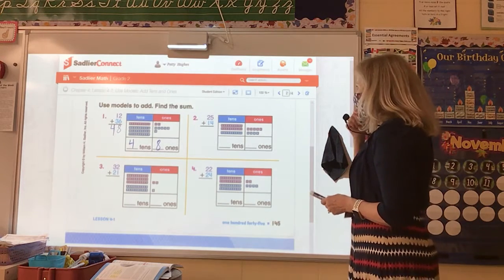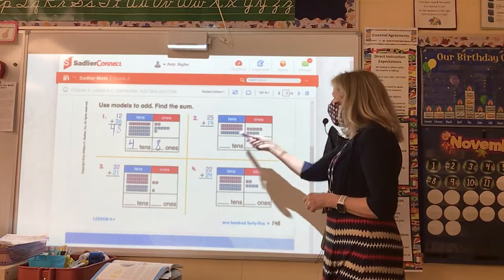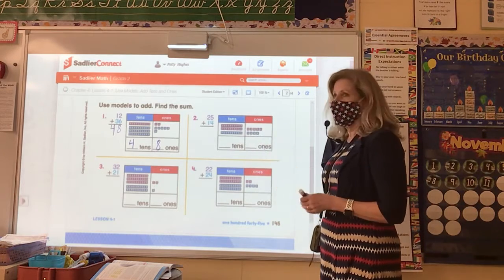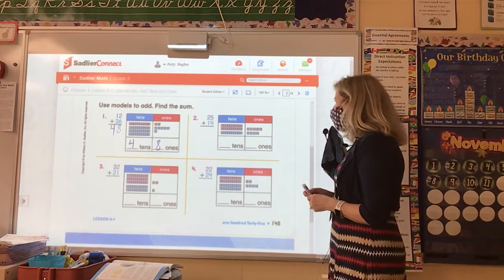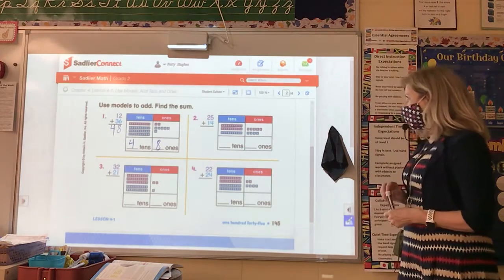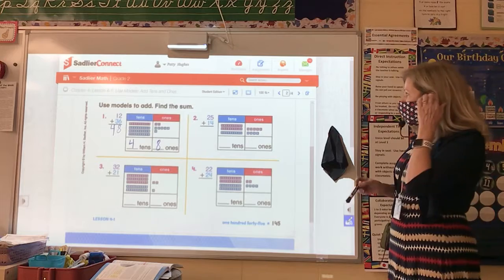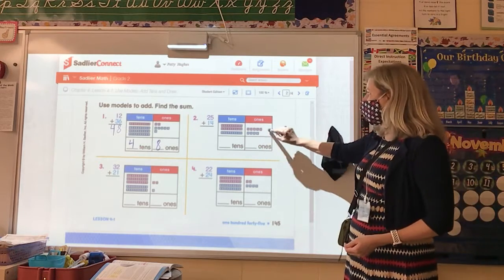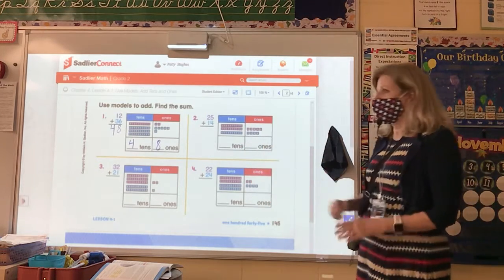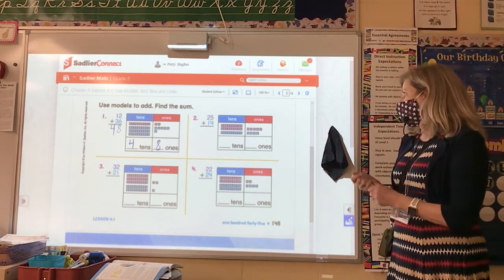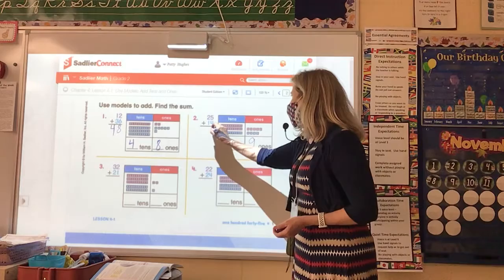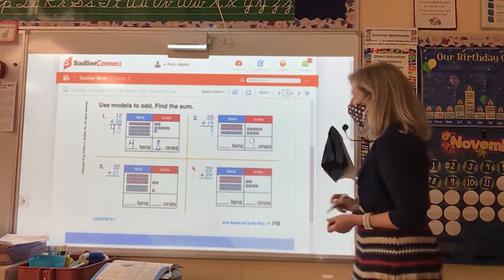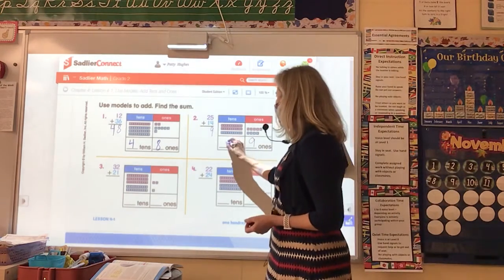All right, can we look at number 2? How many tens, how many ones do we have? Vivian, how many ones do we have for number 2? 25 plus 14, we have our 2 tens, 5 ones, 1 ten, and 4 ones. 9. So we have 9 ones. And how many tens do we have? 3 tens.